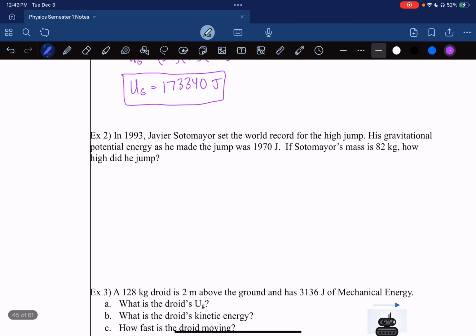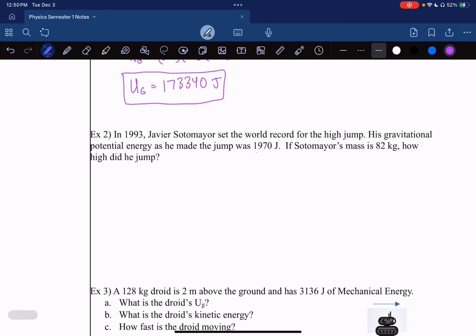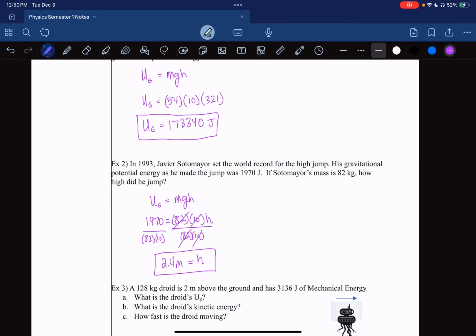That's it. We have another example. Javier Sotomayor set the world record for the high jump. His gravitational potential energy as he made the jump, I'm talking about the highest point, is 1,970 joules. If Sotomayor's mass is 82 kilograms, how high did he jump? So we'll put in the gravitational potential energy, 1970. We'll put in the mass, which is 82. Put in g, which is 10, and we're trying to solve for his height. Well, we can just divide both sides, which is really just 820, but okay. We'll just do this calculation, which is 2.4 meters. Very easy calculations.